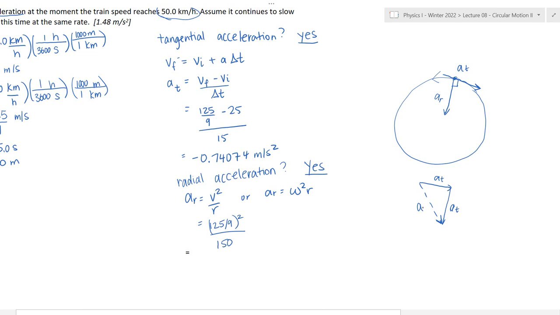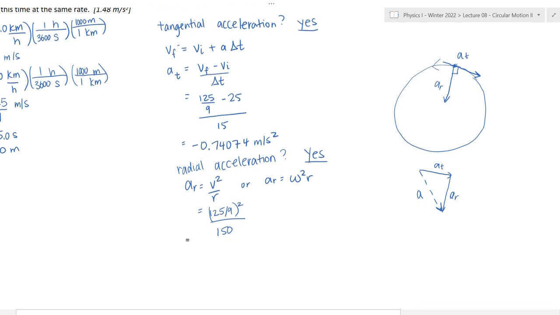Okay, so our AT we know is negative 0.7074. It's pointing in the opposite direction of the velocity, that's why it's negative. And then the AR, I wrote this as T, but it should be R over here. AR is equal to 125 over 9 squared over 150, which is 1.2860 meters per second squared. So now how do you add those two up? How do you find this hypotenuse? Well, it's a right angled triangle.